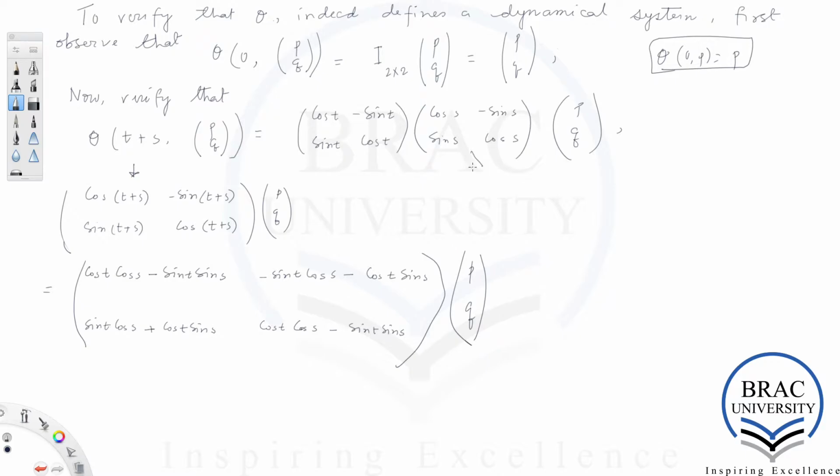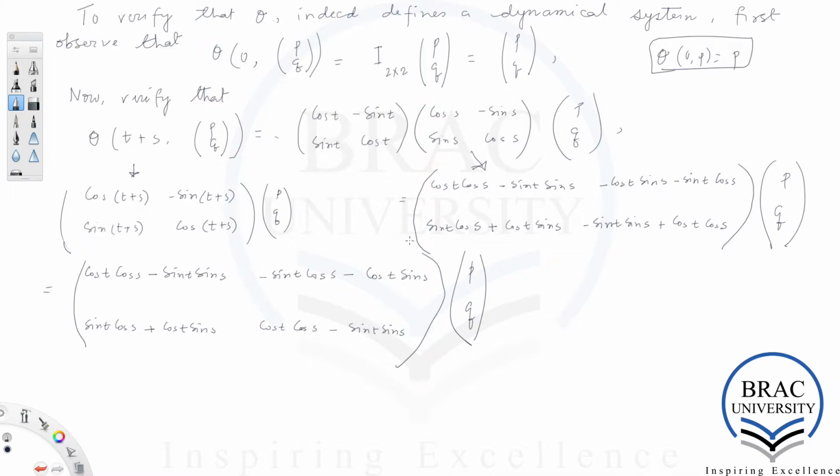We can immediately see here that the right hand side, upon multiplication, reduces to cosine t cosine s minus sine t sine s, and then the second entry in the first row is minus cosine t sine s minus sine t cosine s. Here this is sine t cosine s plus cosine t sine s, and then minus sine t sine s plus cosine t cosine s, times pq.